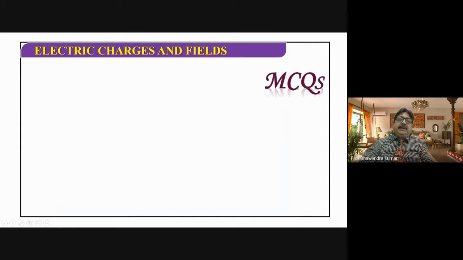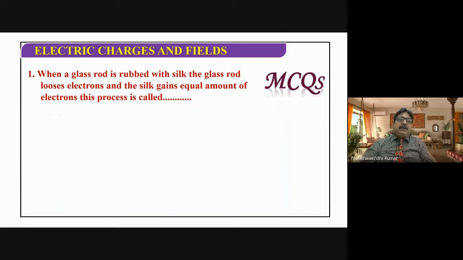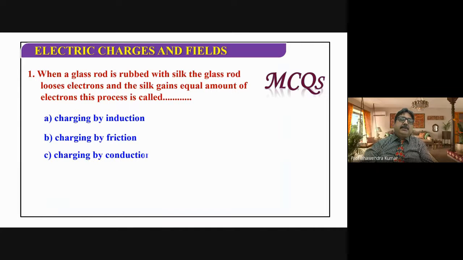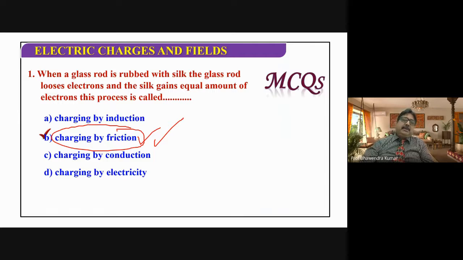Okay, let us try to answer a few questions based on it. So when a glass rod is rubbed with silk, the glass rod loses electrons and silk gains equal amount of electrons. This process is called what? Because they are brought in physical contact, so it is called charging by friction. So in the charging by friction, what is necessary? Physical contact is necessary.